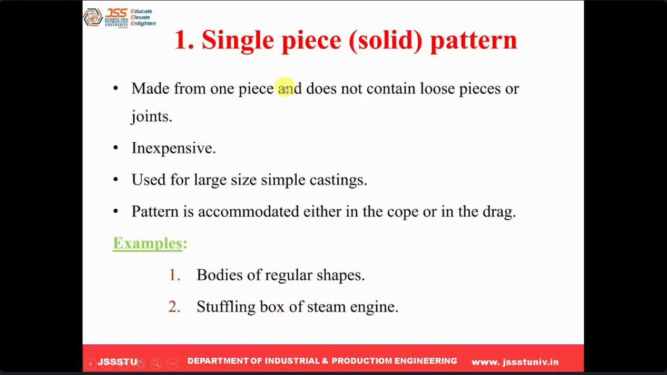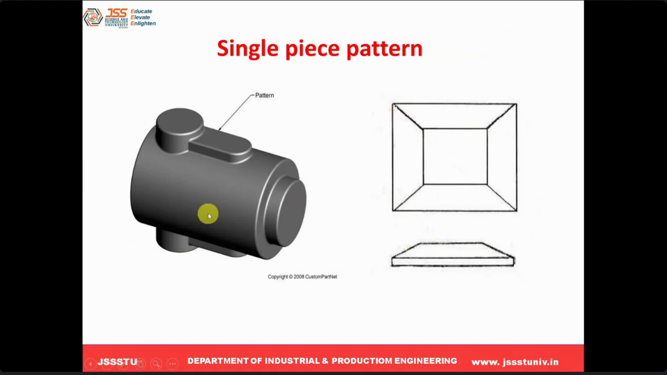A single piece pattern means it is usually made up of a single piece. That's why it's called a solid pattern. It does not contain any loose pieces. It is one single piece, like this. This is a single piece pattern.